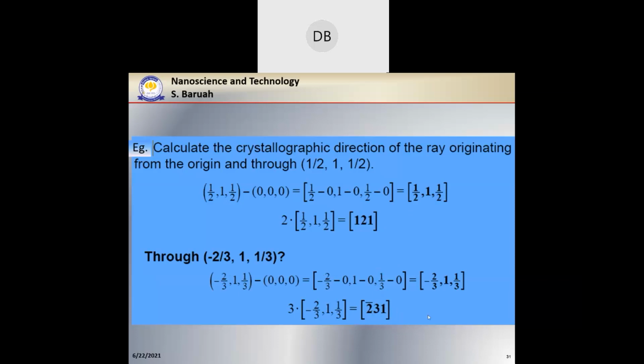So if I am asked to draw the ray with Weiss indices of 2 bar, 3, and 1, then you will simply have to draw one starting from 0, 0, 0 and passing through these points. Then this is given by this value.